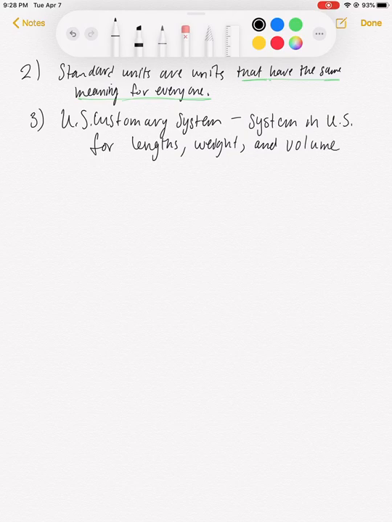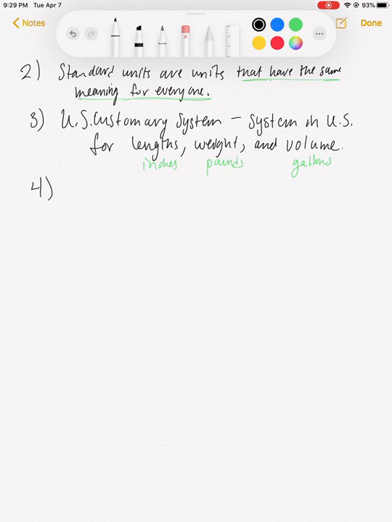Okay, we have inches, we have pounds, we have gallons. Those are all examples. Inches, pounds, and gallons. Okay, all of those are in the U.S. customary system. And if you want to see a whole list of the customary system, look to page 89 in your textbook. So number 4, what is the international metric system?